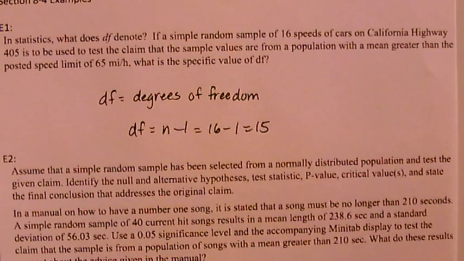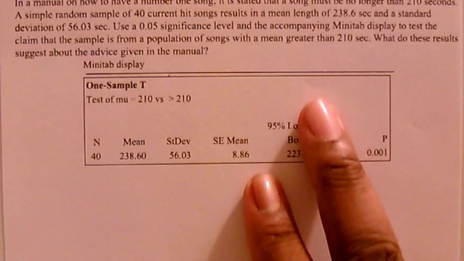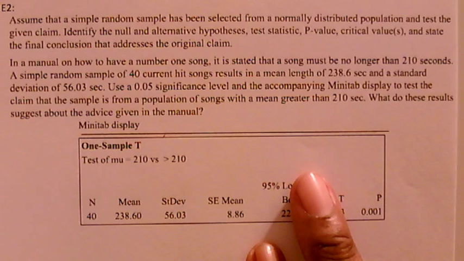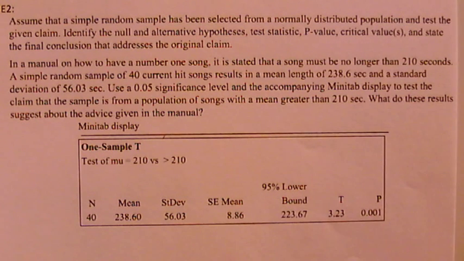Alright, let's look at this second example. Assume that a simple random sample has been selected from a normally distributed population and test a given claim. Identify the null and alternative hypothesis, test statistic, p-value, critical value, and state the final conclusion that addresses the original claim.